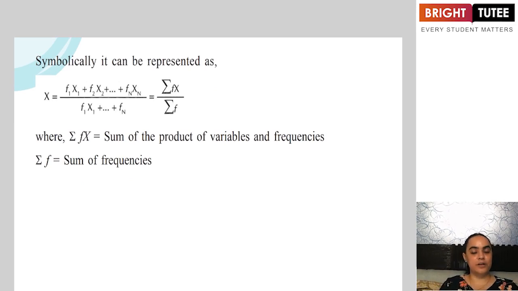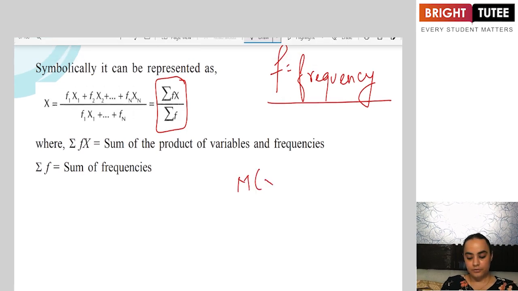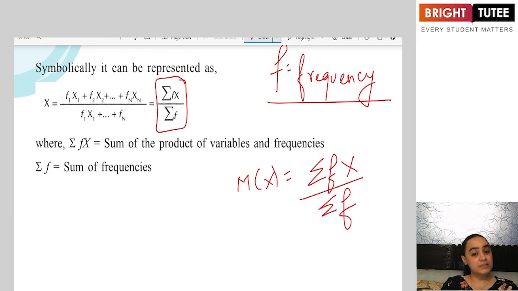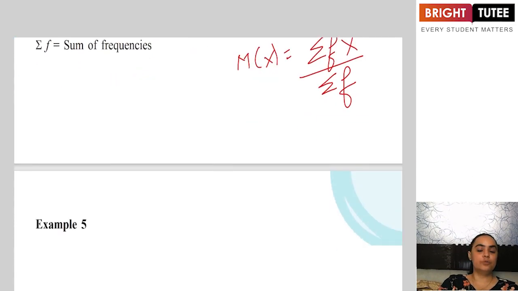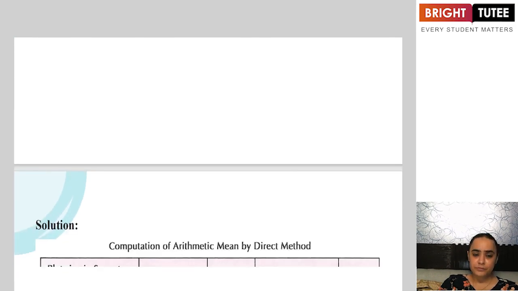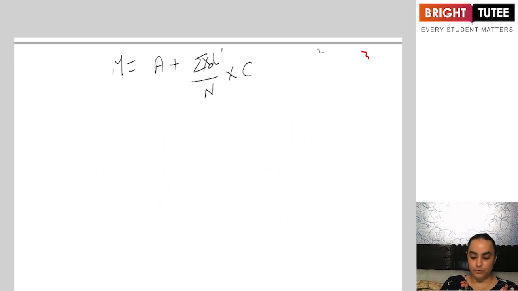And how do we represent a frequency symbolically? It is F, which refers to frequency. And how do we calculate mean? It is sum of F into X divided by sum of F. That means now you are going to multiply each of your frequencies with the observation corresponding to it, calculate their sum, and then also calculate the total number of frequencies, that is the sum of frequencies, and divide them. This will give you the arithmetic mean in a discrete series. For example, this is the data given to you. Okay, let me take another sample for you.